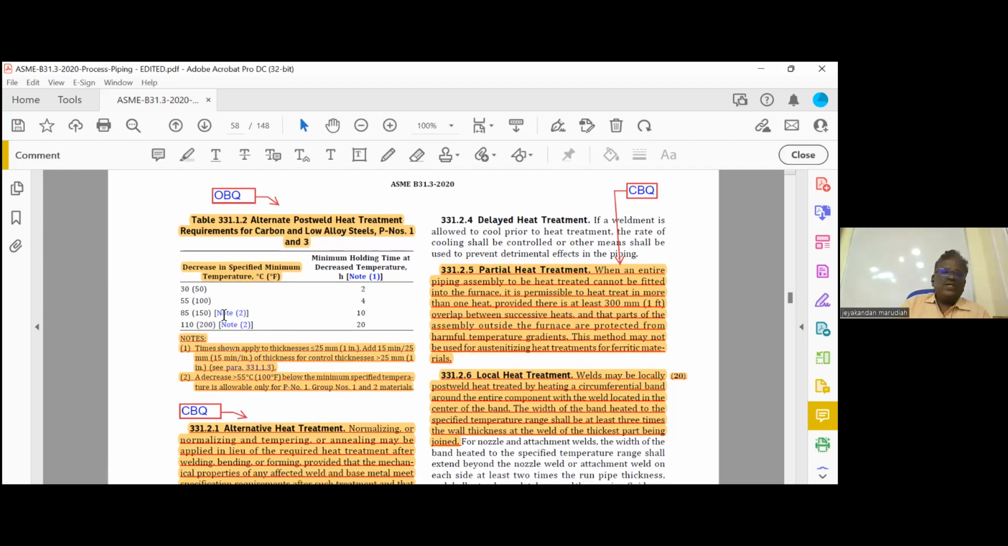Second one, note 2, you can see 150, 200 is allowed only for P number 1. A decrease greater than 100 degree, note 2, below the minimum specified temperature is allowed only for P number 1, group 1, 2 materials. So P1, group 3 also not allowed, P3 also not allowed. Okay. So these two tables, regularly they are asking exam question. Let us check how much you understand these two tables.